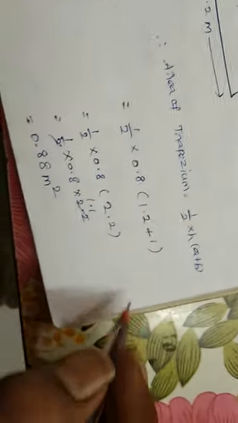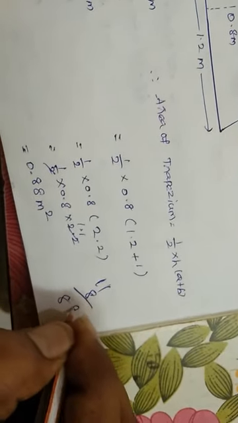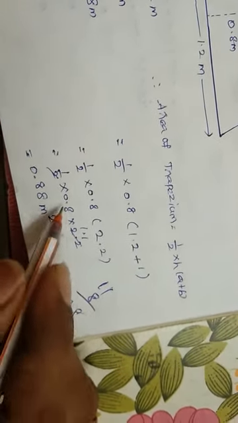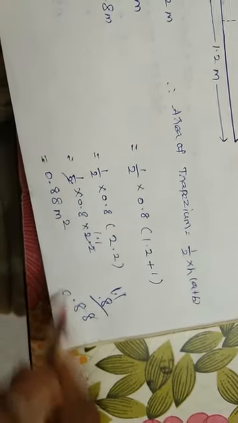So 11 into 8, 11 into 8 value 88. So for that, here 1 decimal, here 1 decimal. So 1 decimal, 2 decimal, 1, 2. So 0.88. So that's 0.88 meter square. Next problem.